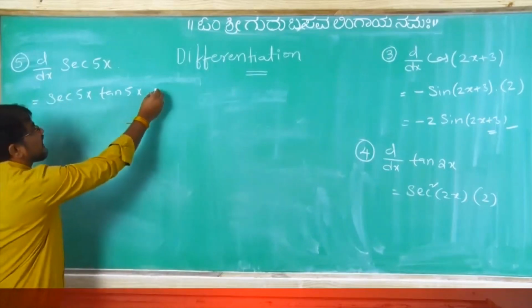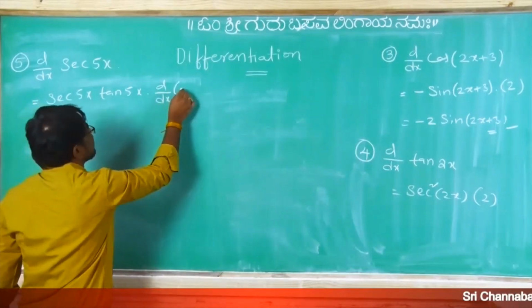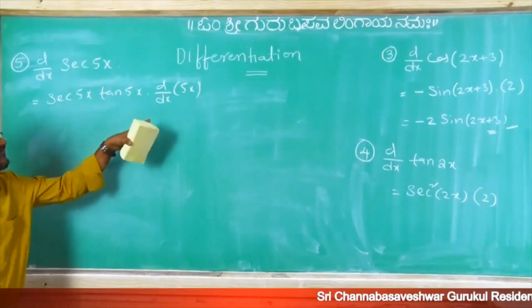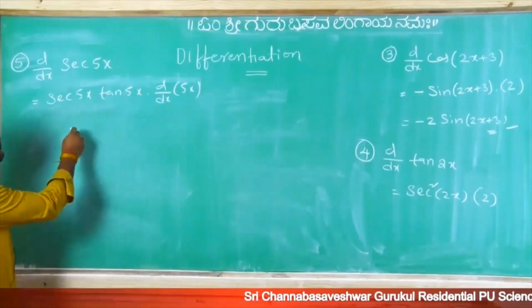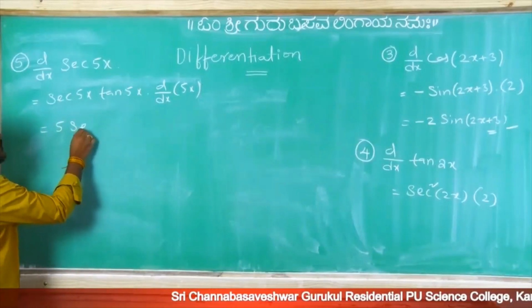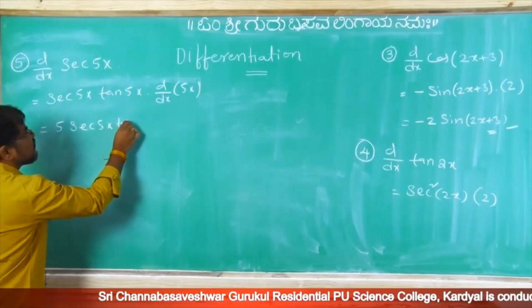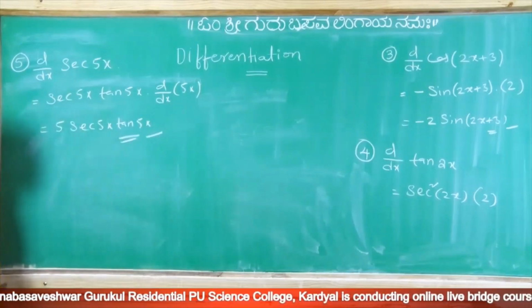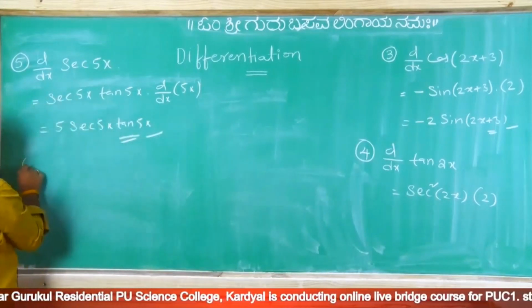Now what do we have to do? Again we have to do the differentiation for this inner function, which is 5x. The differentiation of 5x is 5. So that is equal to 5 into secant 5x into tan 5x. This is our final answer. Okay, now next one more problem.